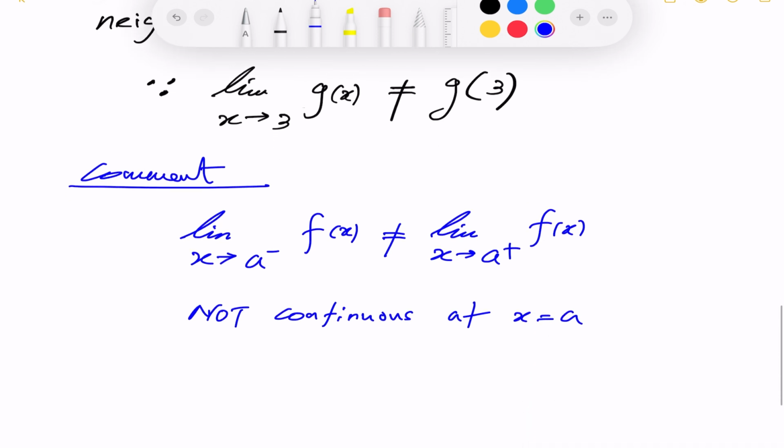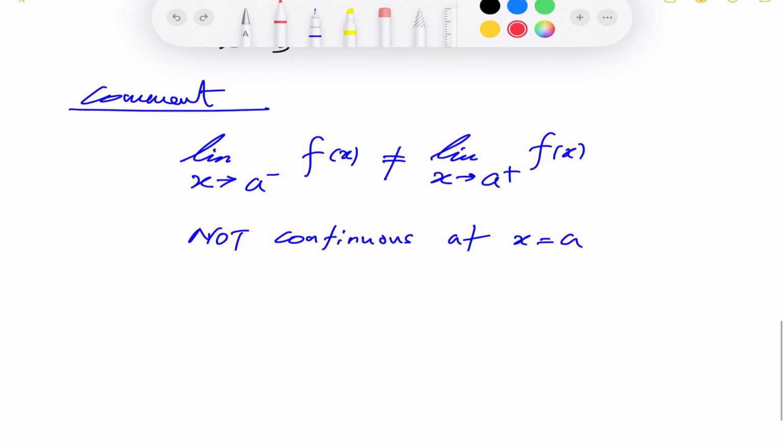Even if these two limits are equal to one another, or in other words, even if the limit exists, if the value of the function is not equal to the limit, the function is still not continuous. So we will write down that as well as another comment.